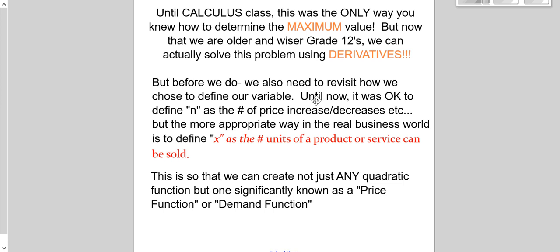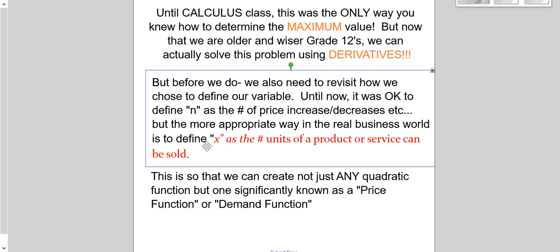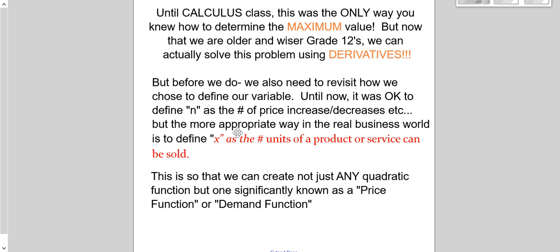So instead of saying that, the more common thing that we want to see, especially in the business world, is that they define the variable n or x as not the number of price increases, but the number of units that were actually sold. So in this particular case of the hockey problem, it would be the number of tickets that you actually sell. So x would be the number of tickets sold, not the number of times you decrease prices. That's what we want to get to. We want to shift our way of thinking, where x is the number of units sold.